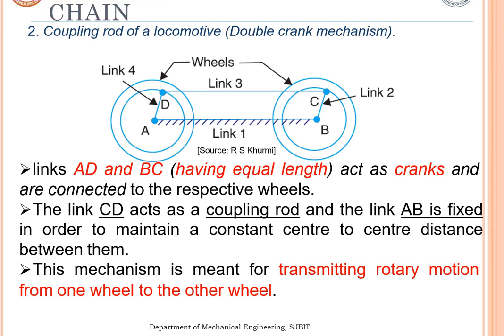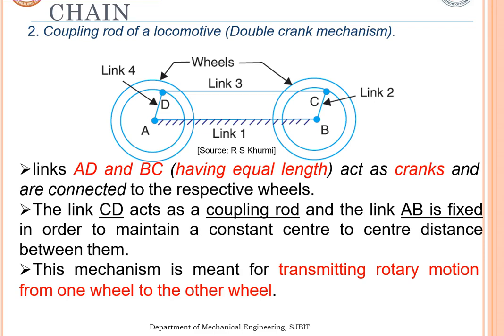If you do inversion of a 4-bar mechanism, that is nothing but the coupling rod of a locomotive. If you take a locomotive, the wheels will be present in the outer frame and the links are connected to the inner frame. Here A, B, C, D are the links. AB is the link which is fixed, that is named as link 1, and links 2 and 3 are parallel to each other. BC and CD are parallel to each other, and link 3 and link AB are parallel to each other.